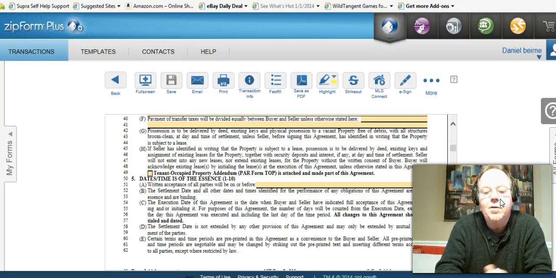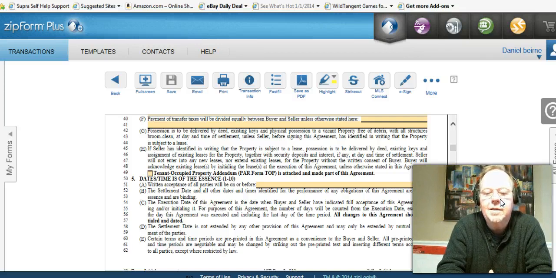Written acceptance of the parties on or before a certain date. So this is an offer made to a seller. If they accept within the period of time, then we have a contract. If it's after that date, if everybody doesn't sign it and initial it, then we don't have a contract. The settlement date and all the dates identified in this agreement are binding. They're important.